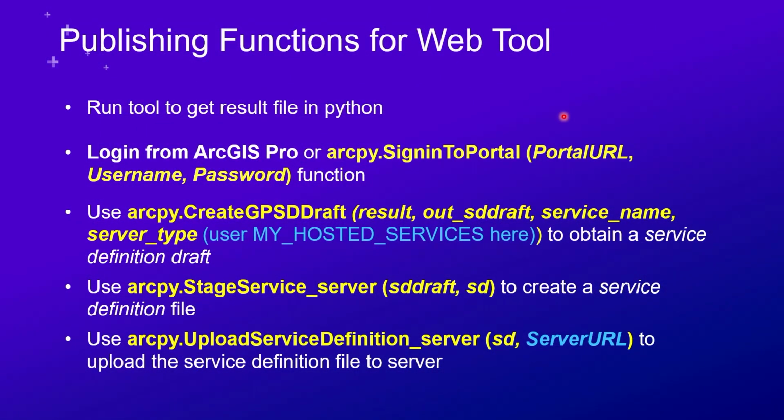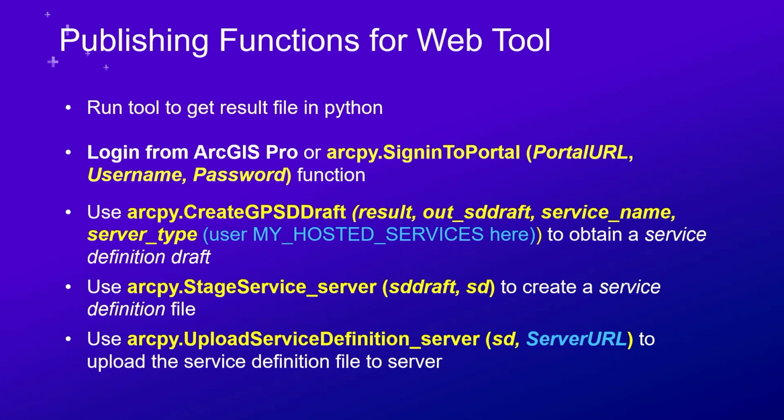Now, this is the real hardcore publishing part. Before you publish, make sure your tool running in Pro is running successfully. If it's not successful, you cannot proceed. Once you run the tool successfully, you get the result object or result file. Then, to publish as a web tool, you need to log in to your portal using ArcPy, the sign in to portal, and provide your portal URL and login credentials.